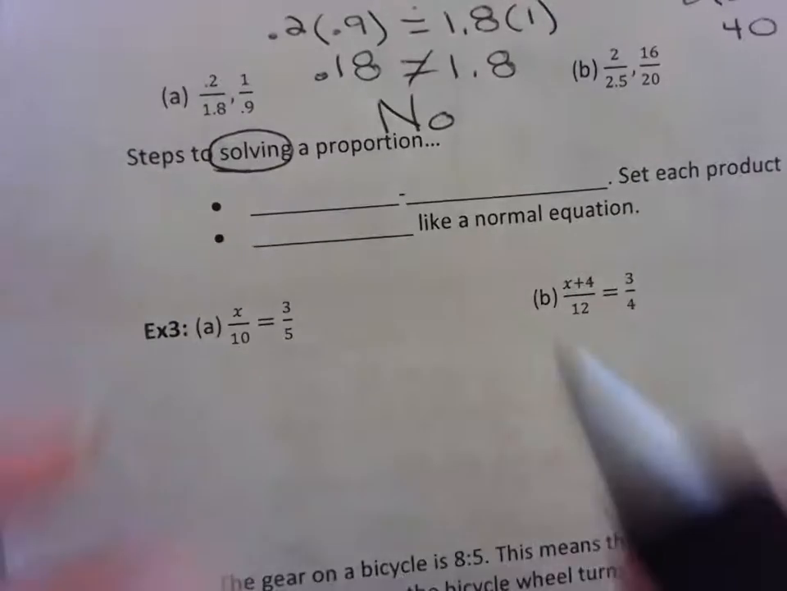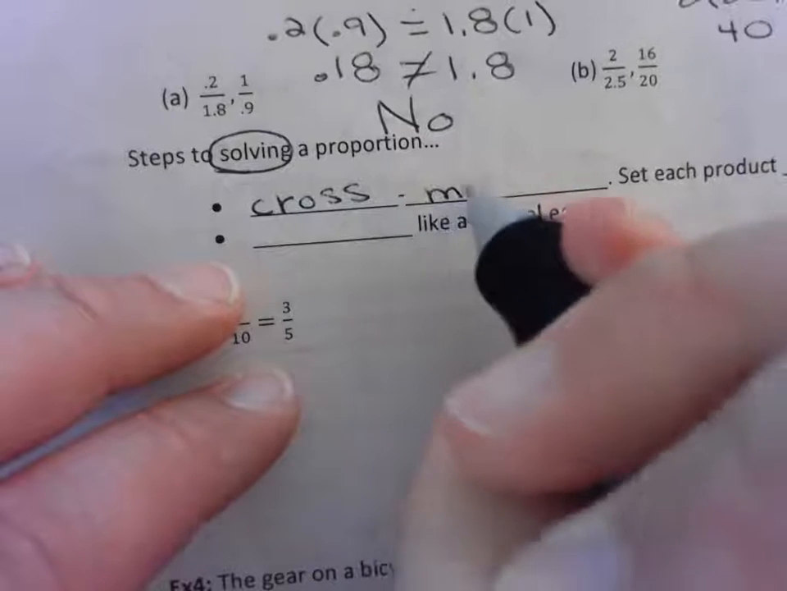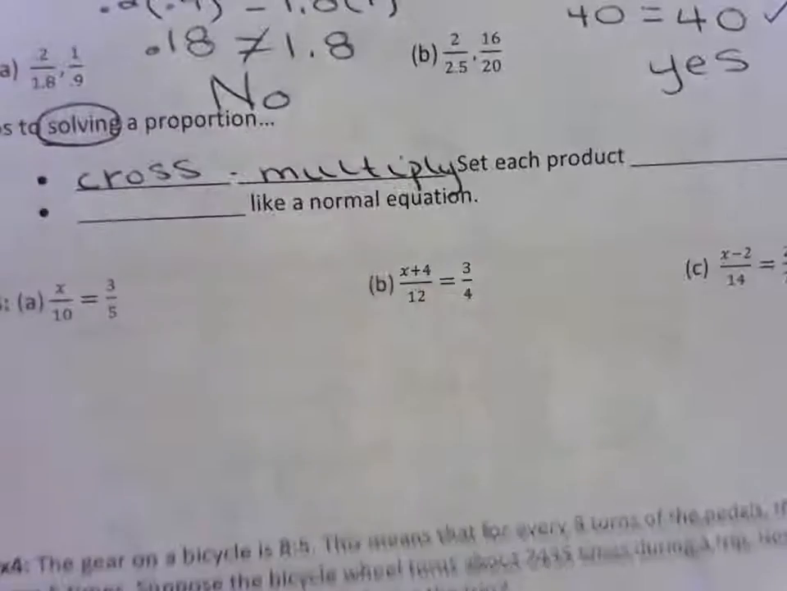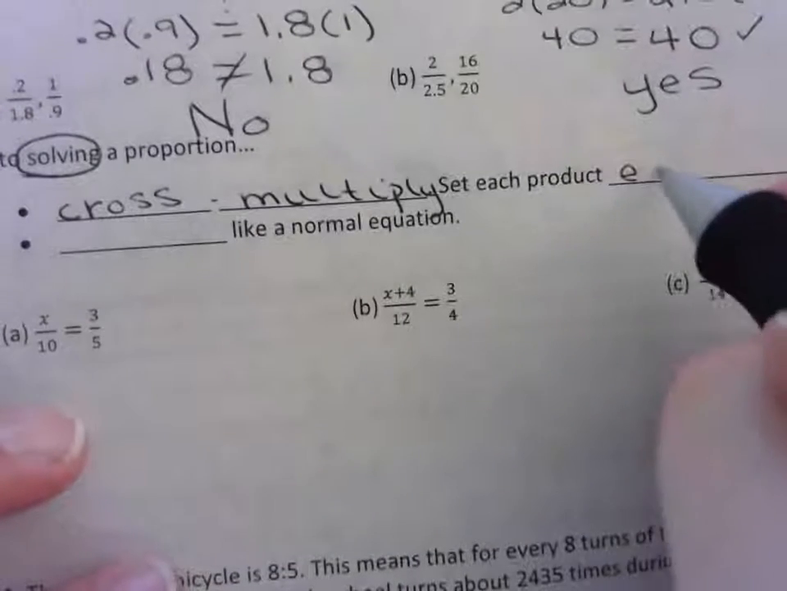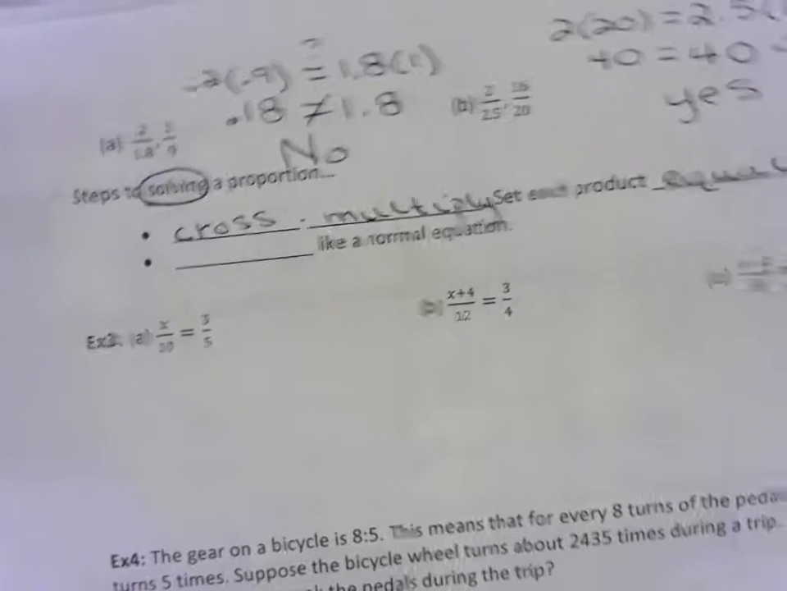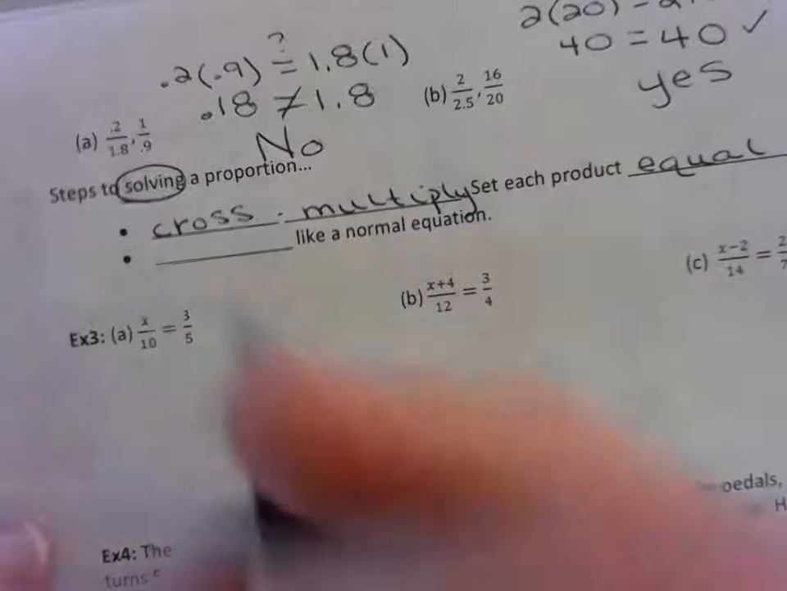So if it's a proportion, we're going to cross multiply, because proportions, they're cross products. So cross multiply, and we're going to set each product equal. That's the definition of a proportion. The cross products are equal. So I'm going to cross multiply, set each product equal, and then you're going to solve like a normal equation.